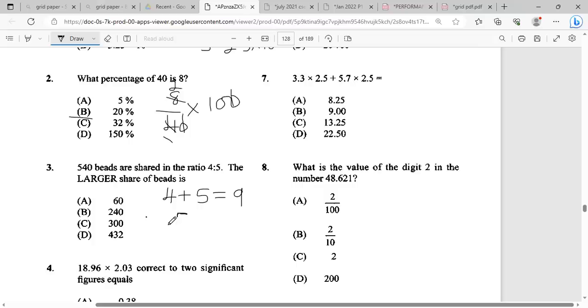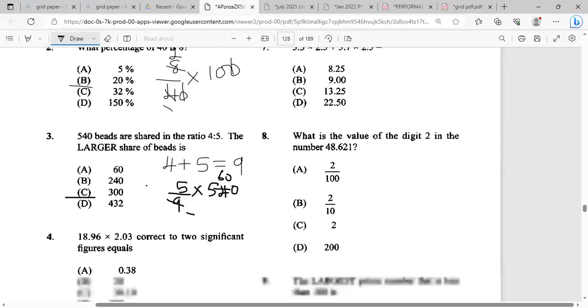And then now it's 5/9 for the larger share times the 540. 9 into 54 goes 6 times. So 5 times 6 is 300. So the larger share would be 300.